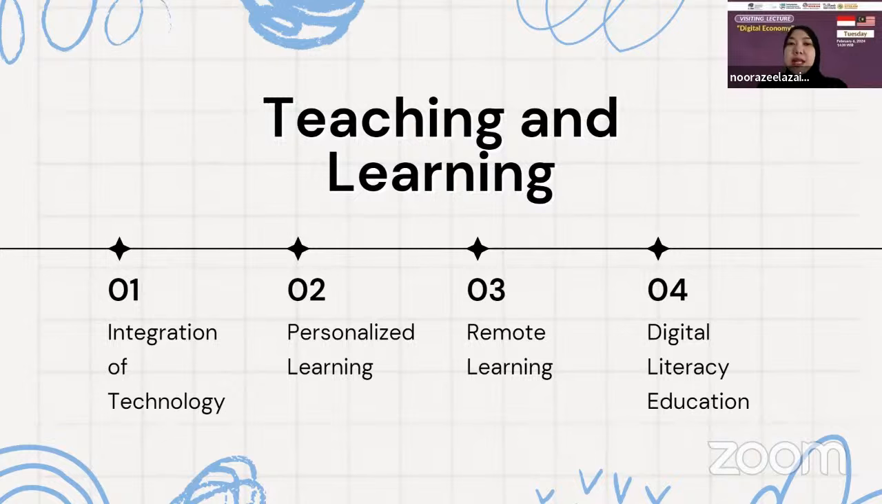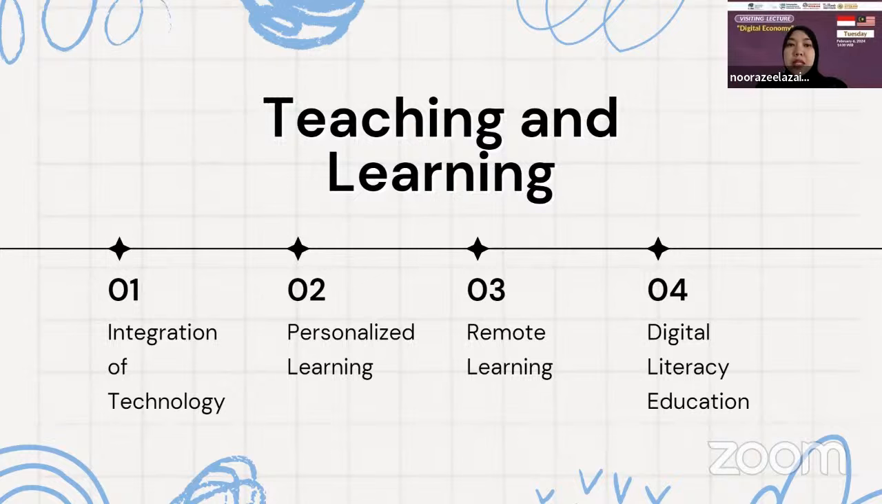Okay, so the second is personalized learning. So digital skills enable educators to implement personalized learning experiences for students through adaptive learning platforms, educational apps, and online resources tailored to individual learning style and pace.